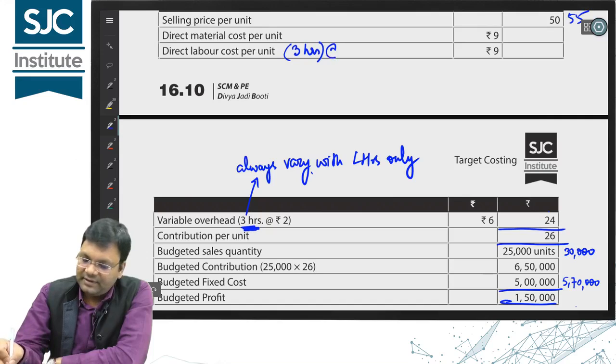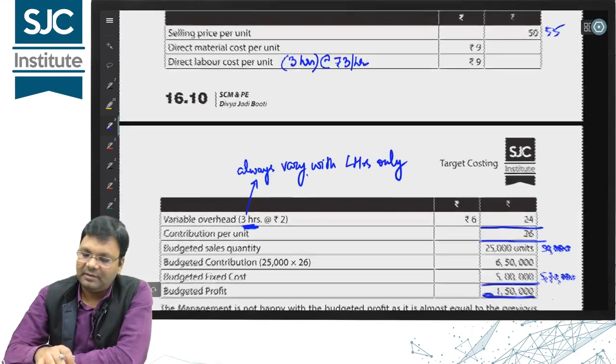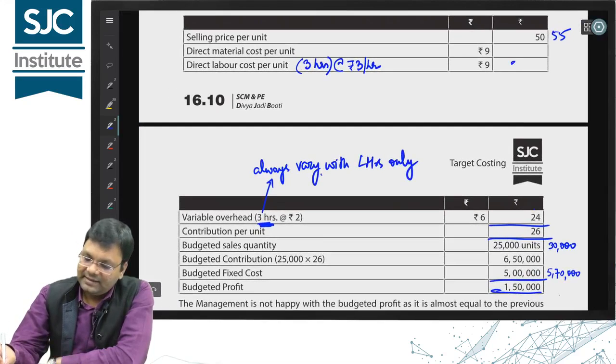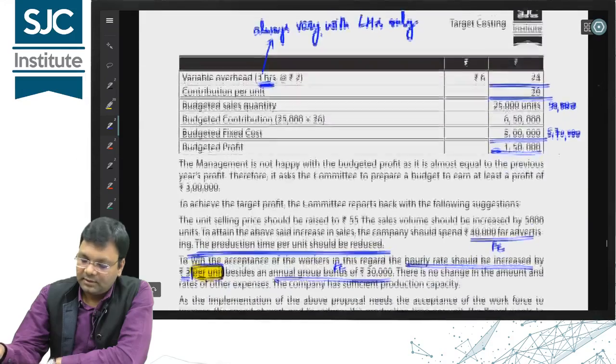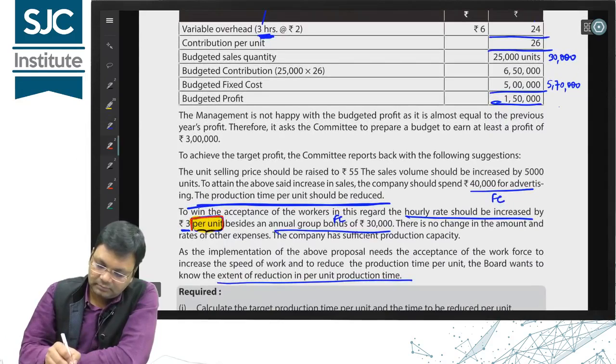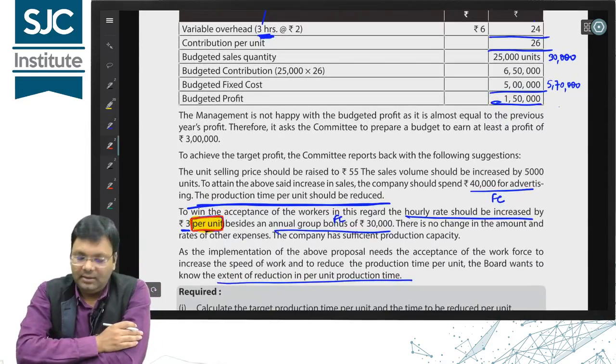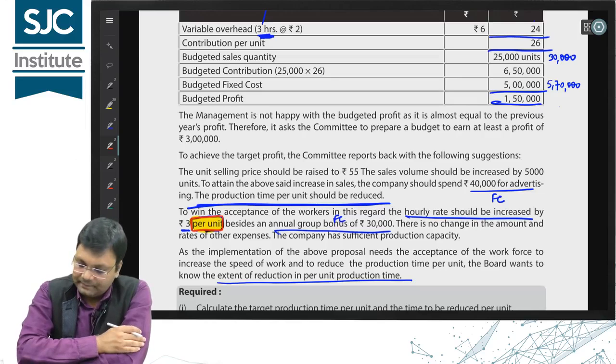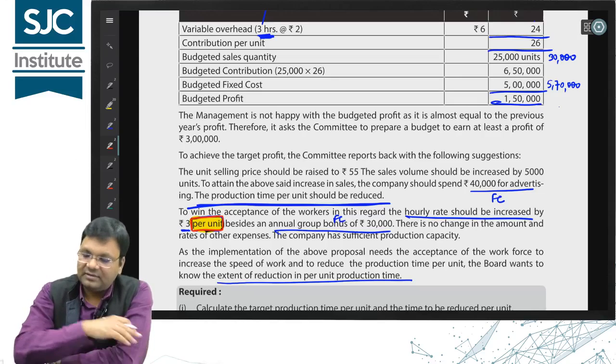Currently if you see, the rate is 9 by 3 hours, which is rupees 3 per hour, which they are saying we have to make rupees 6 per hour. When we are increasing it by 3 rupees, it will be 3 plus 3, 6. There is no change in the amount and rates of other expenses.